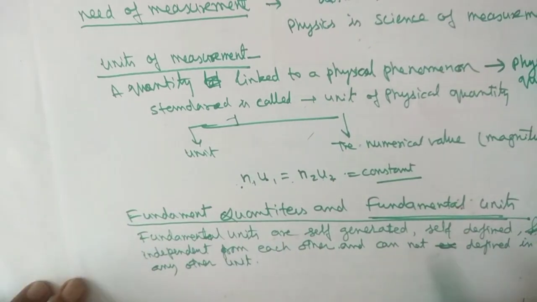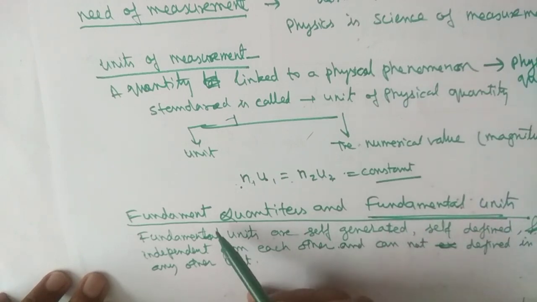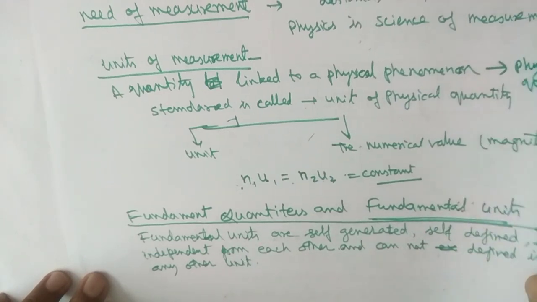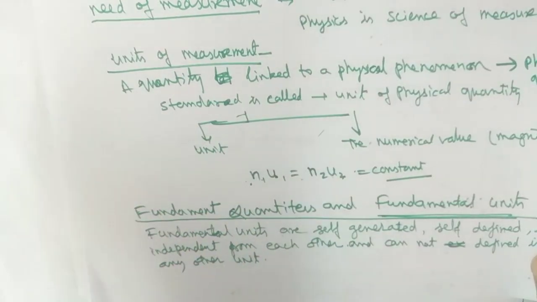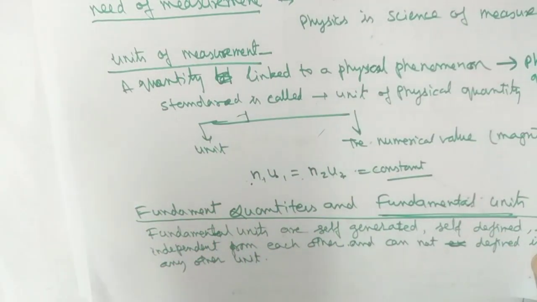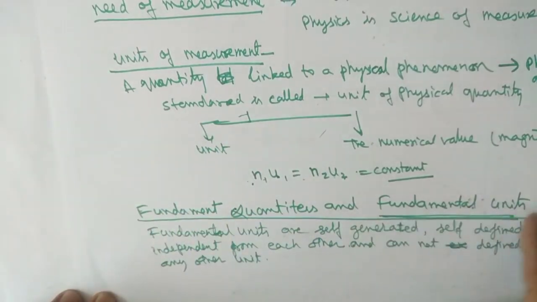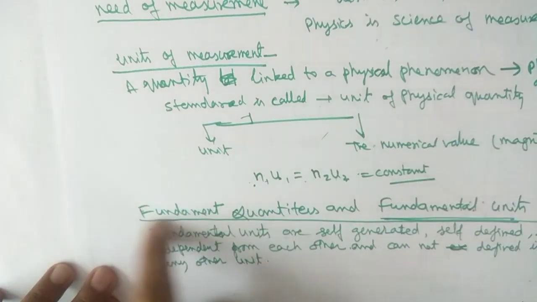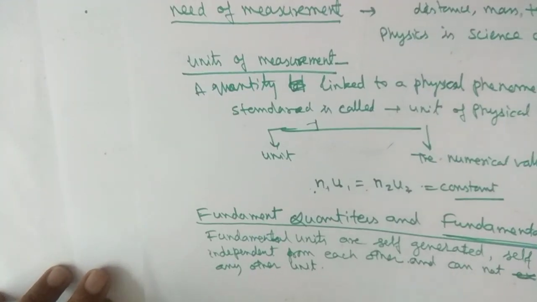Cannot be defined. This is self-generated. The physical quantities related to the unit are called the fundamental quantities. For example, if we take time, the unit of time is second, the unit of mass is the kg. So kg is the unit and mass is the fundamental quantity. Before discussing all the fundamental units, let's discuss the systems of units also.